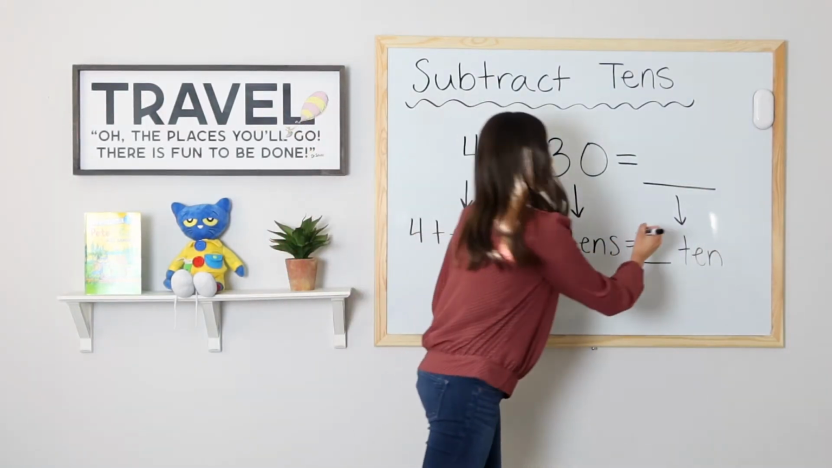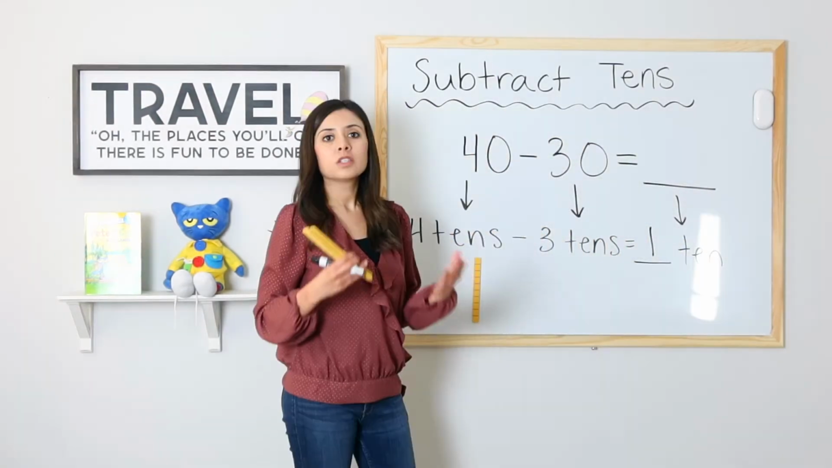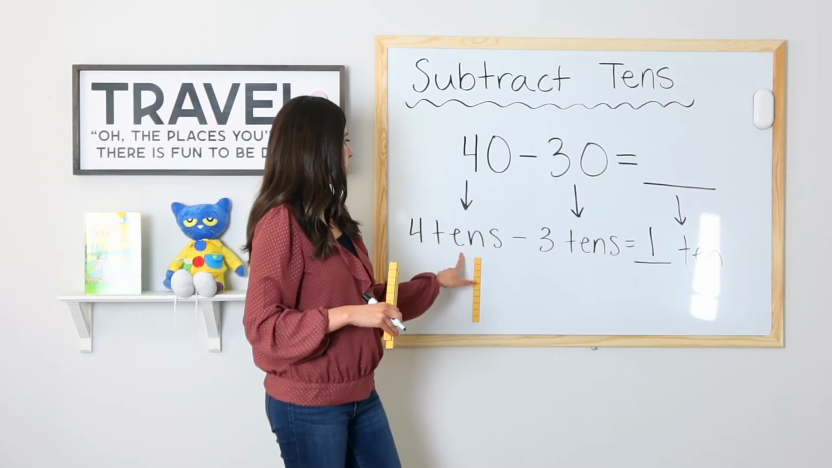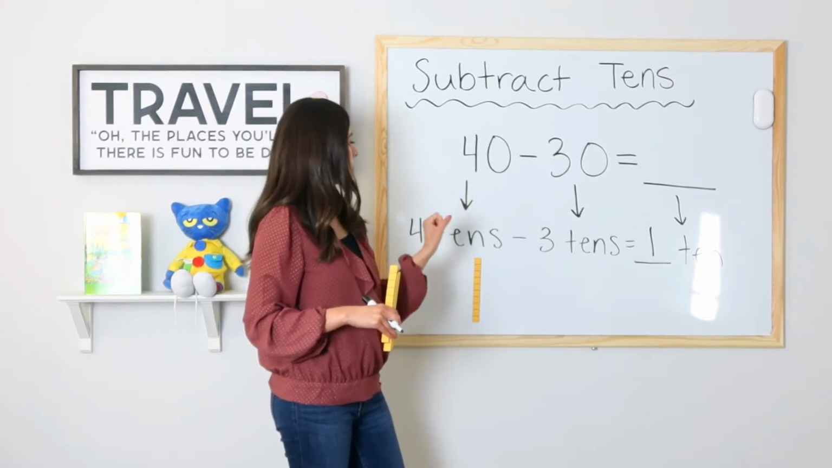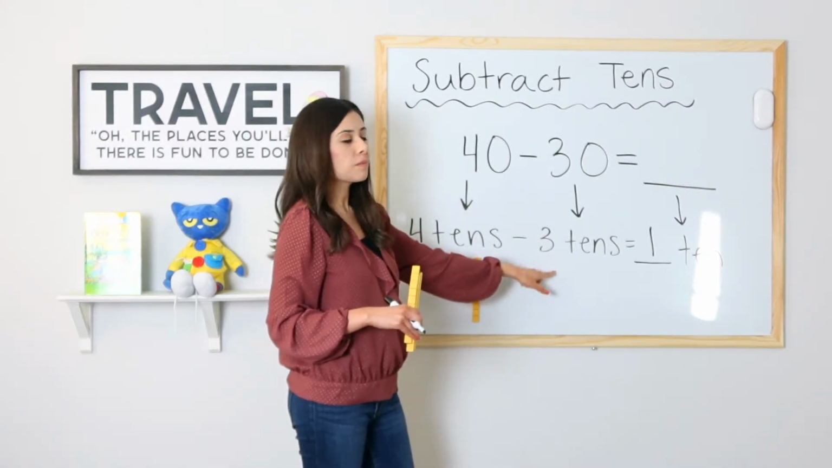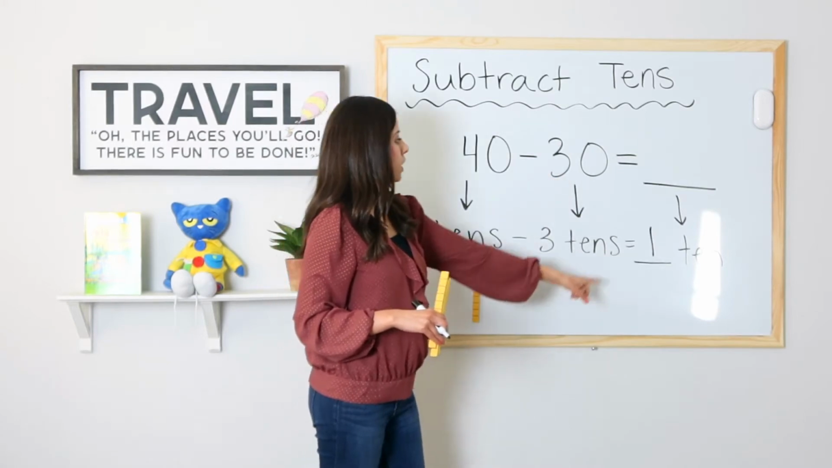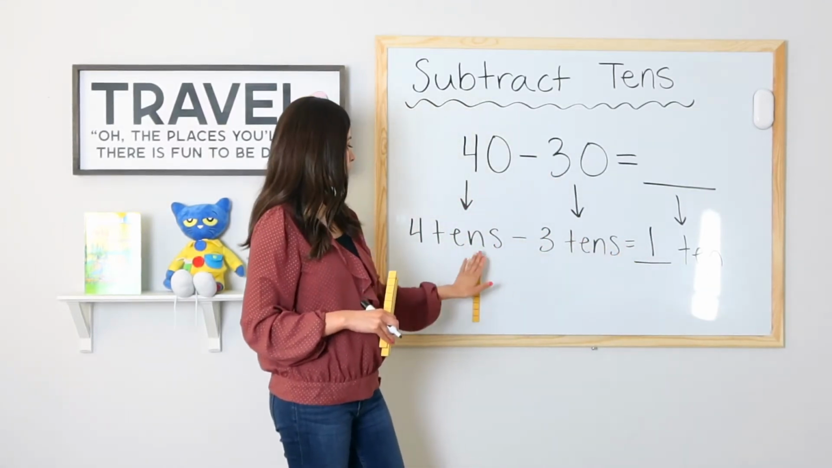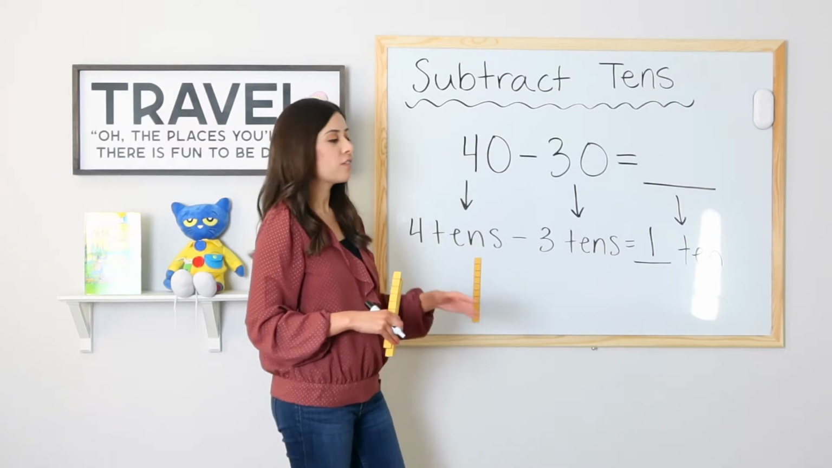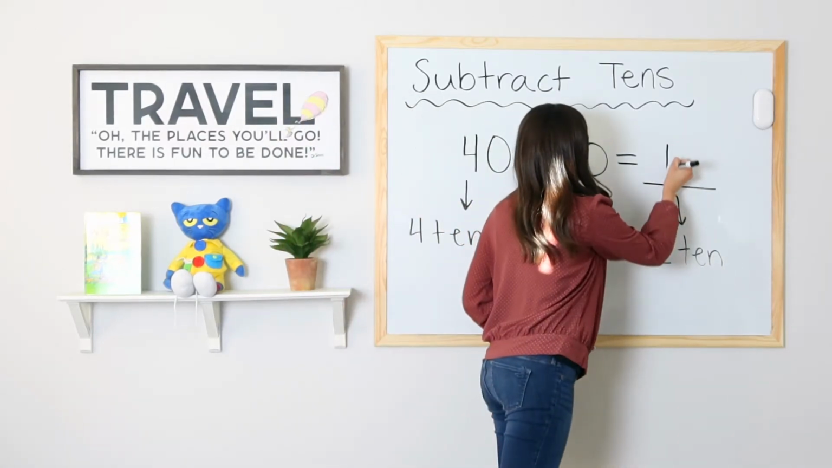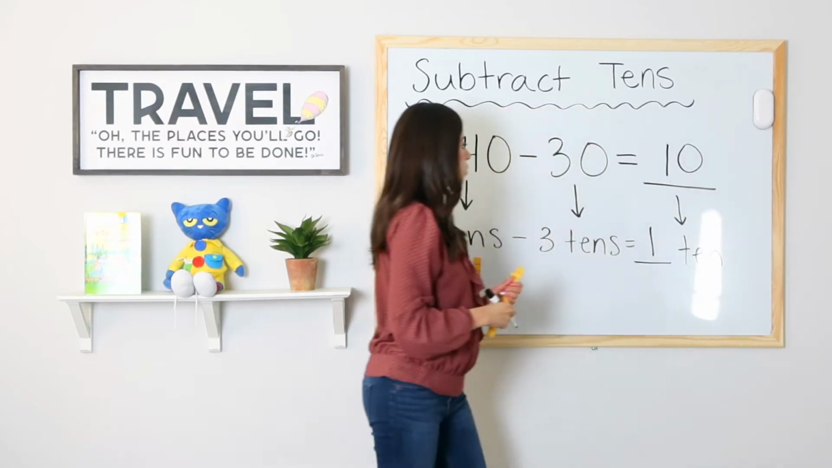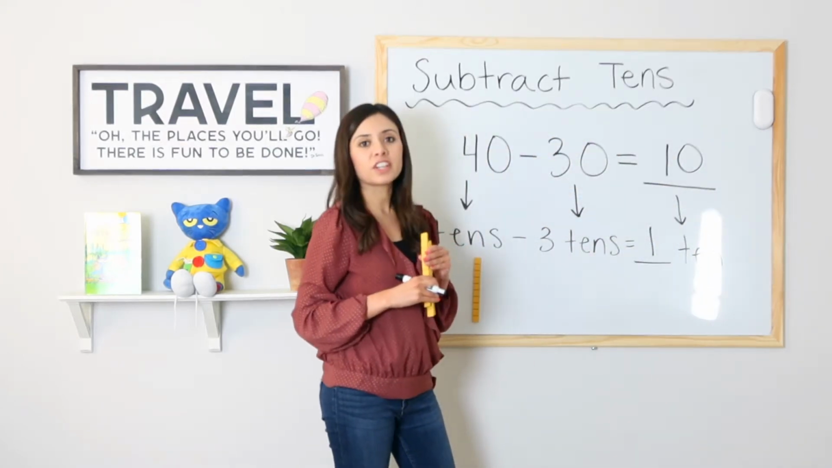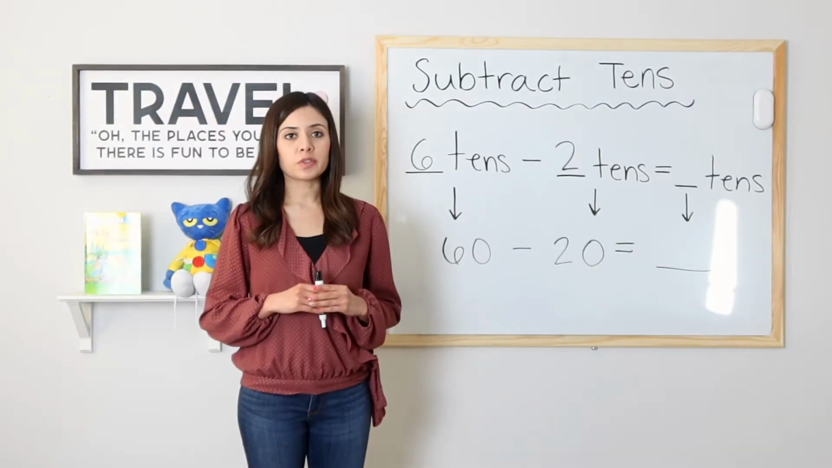So that's 1 ten. So if 4 tens is the same thing as 40, and 3 tens is the same thing as 30, what is 1 ten? 1 ten is just 10. Very good. So 40 minus 30 equals 10.